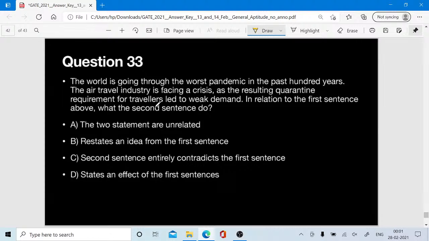Which one? Previous one, right? Can you please tell me the number? Is it 31 or 30, 32, 33?